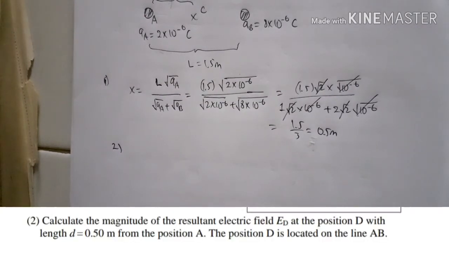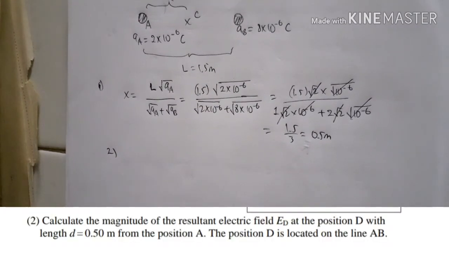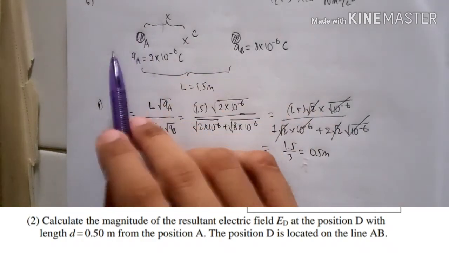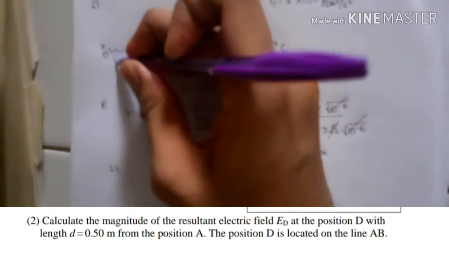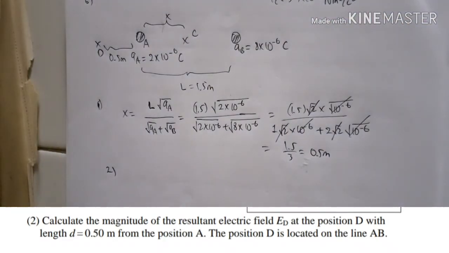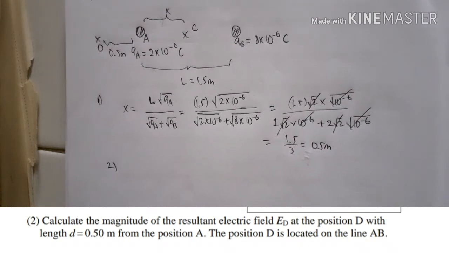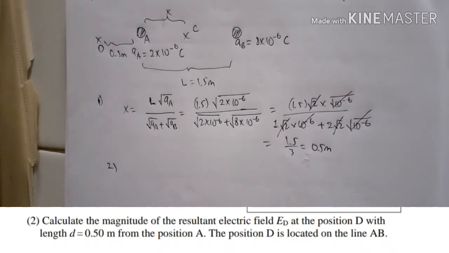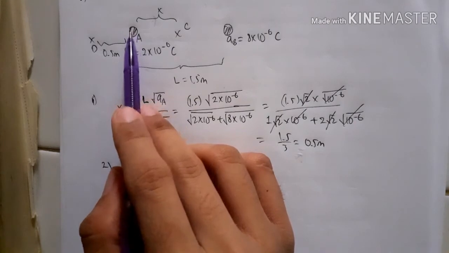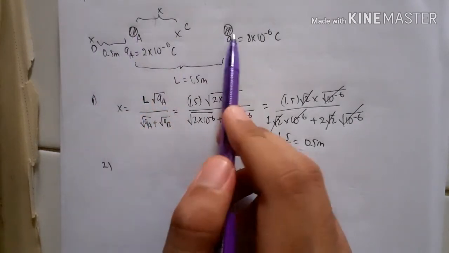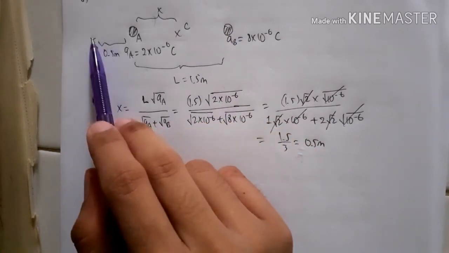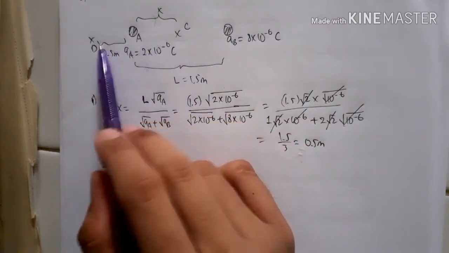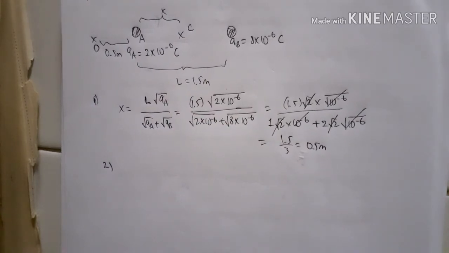Now for number 2, we should calculate the magnitude of the resultant electric field at the position D with a distance of 0.5 meters. As you can see in the question there's a position D, and we need to calculate the magnitude of the resultant electric field ED at position D from the position A. The position D is located on the line AB. So basically the electric field from A to the position D and the electric field produced from B to position D, we need to calculate the resultant between these two.